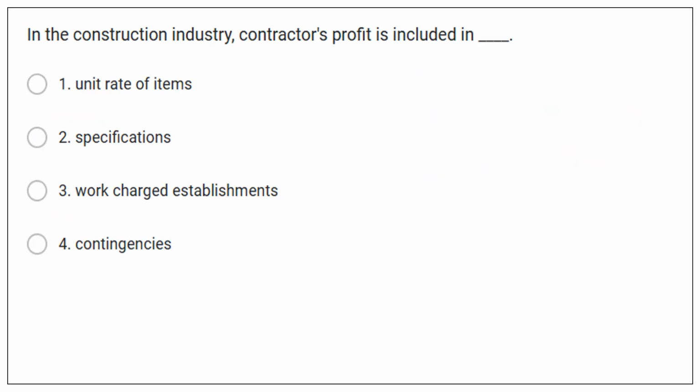Then the next question. Question number 10. In the construction industry, contractors' profit is included in. So contractors' profit is included in unit rate of items. The first option is correct because in case of unit rate items, here they consider the price of each individual material on their own. So that's why in case of unit rate items, the contractor profit is gained in the construction industry.